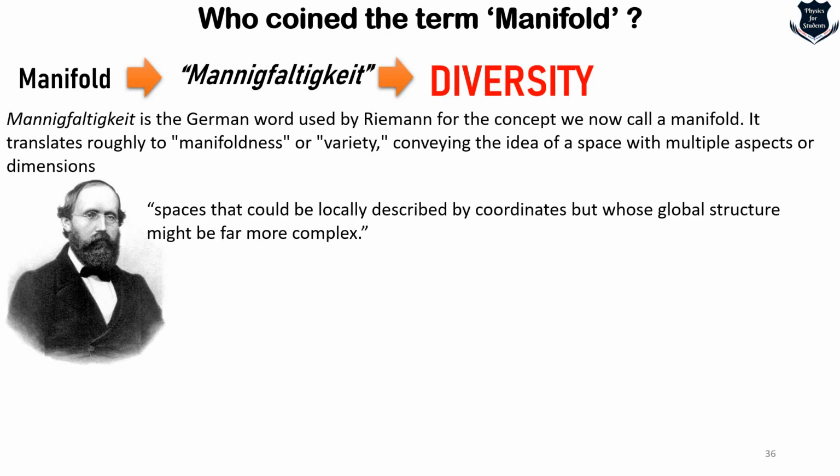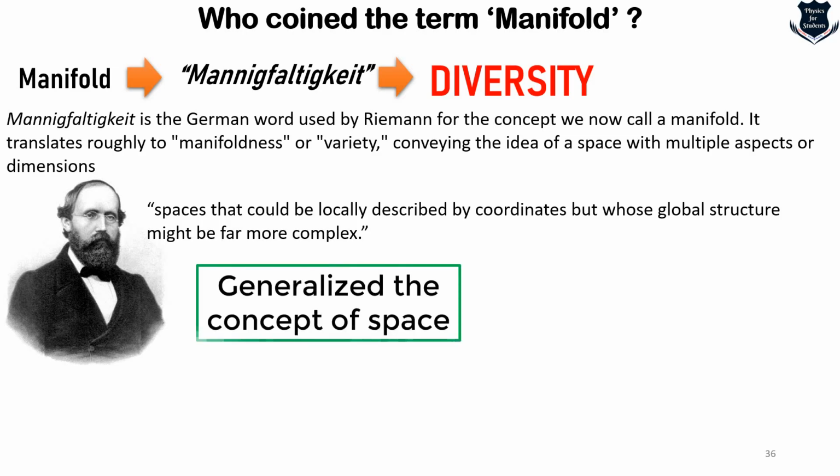Also, let us remember that this word is the German word used by Riemann for the concept of manifoldness or variety, conveying the idea of space with multiple aspects and dimension. Now, Riemann's intuition was to consider spaces that could be locally described by coordinates, but whose global structures can be very complex. So first is that Riemann's groundbreaking work generalized the concept of space beyond the familiar three dimensions.